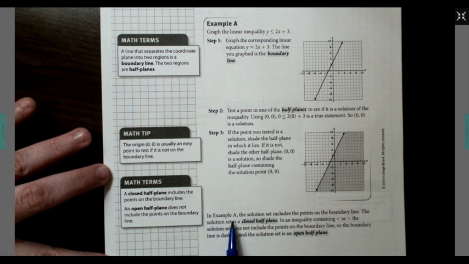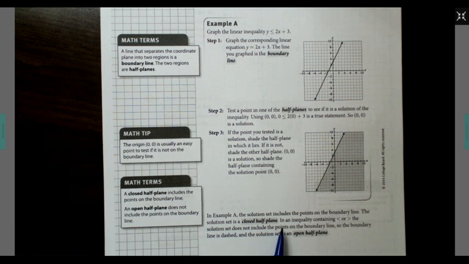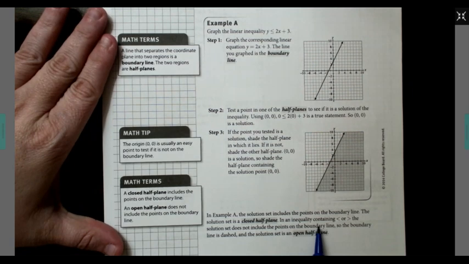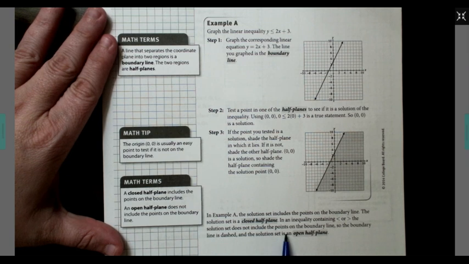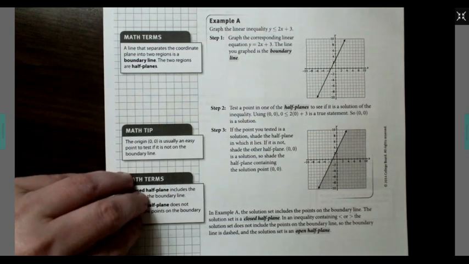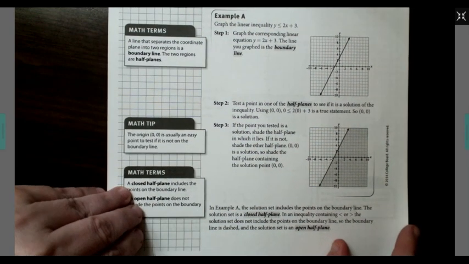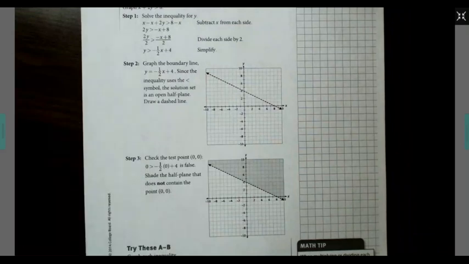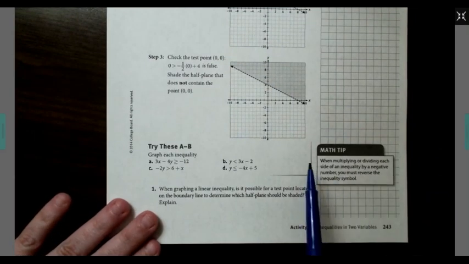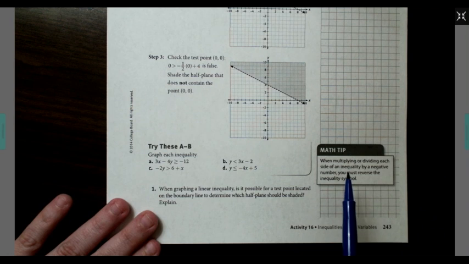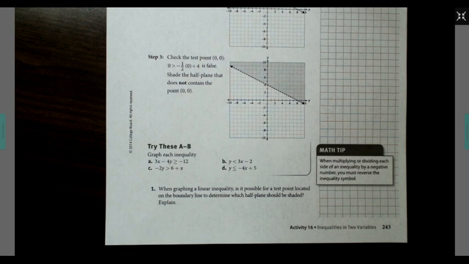In example A, the solution set includes the points on the boundary line. The solution set is a closed half-plane. For an inequality containing less than or greater than, the solution set does not include the points on the boundary line, so the boundary line is dashed, and the solution set is an open half-plane. You would have seen one more tip on the previous slide: when multiplying or dividing each side of an inequality by a negative number, you must reverse the inequality symbol.